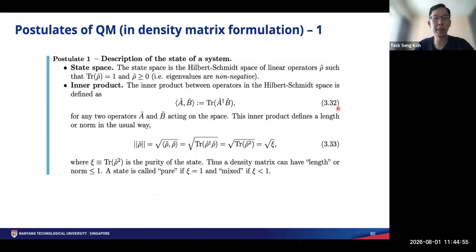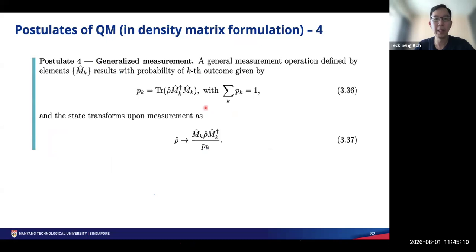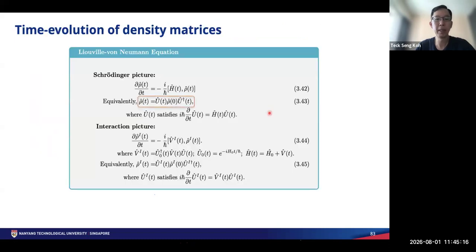So let me skip this. You can rewrite the postulates of quantum mechanics now in density matrix formalism. It's just details that are not so important. For example, the dynamics postulate, how the density matrix evolves with time, and how the density matrix collapses, the same ideas as before.